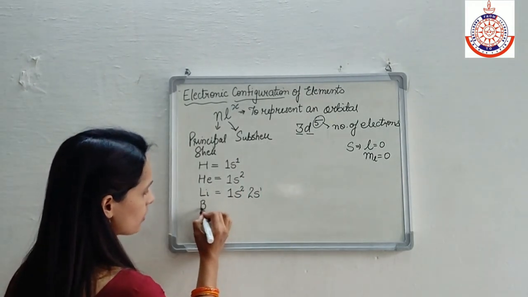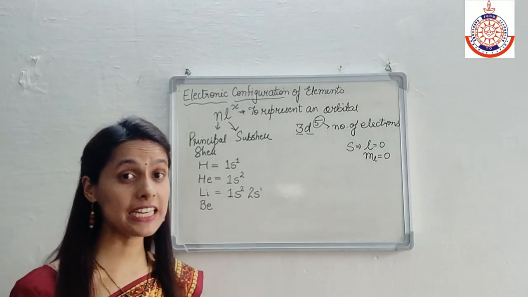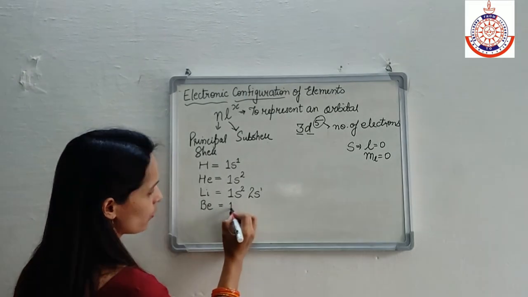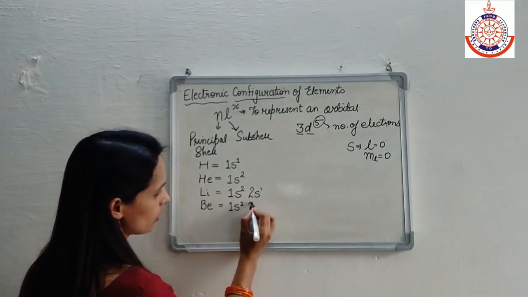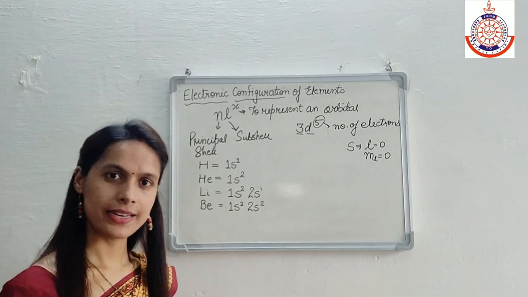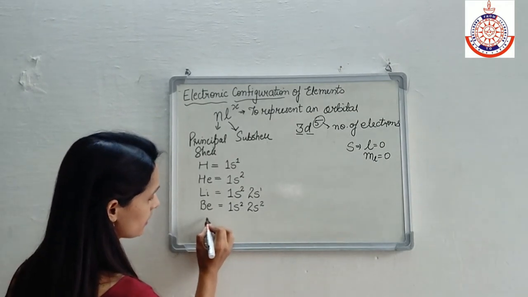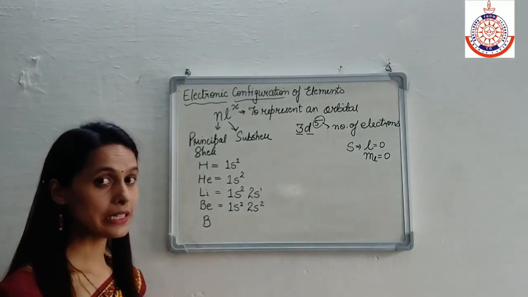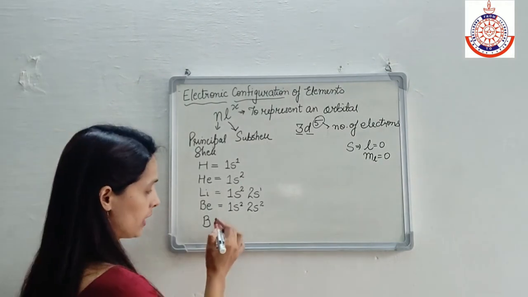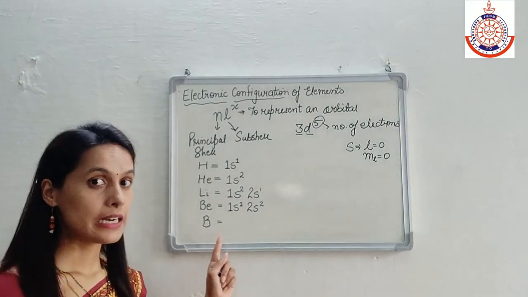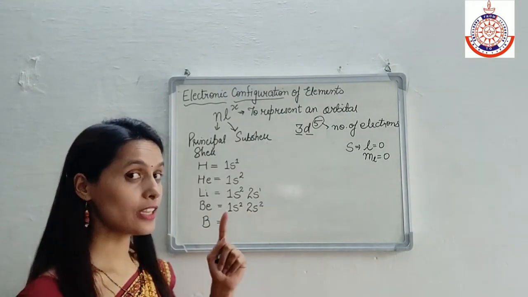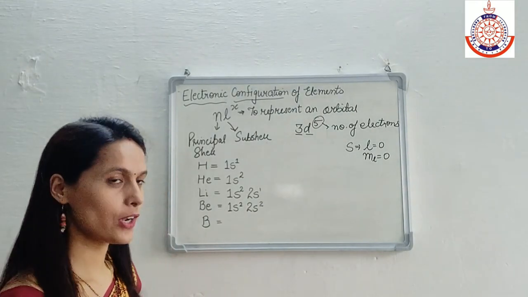If I talk about beryllium, in beryllium the number of electrons is 4. So the configuration becomes 1s2, 2s2. Clear? Now if I talk about boron, in boron the number of electrons is 5. Now write the electronic configuration of boron and give me your answer. I'm waiting for your answer.